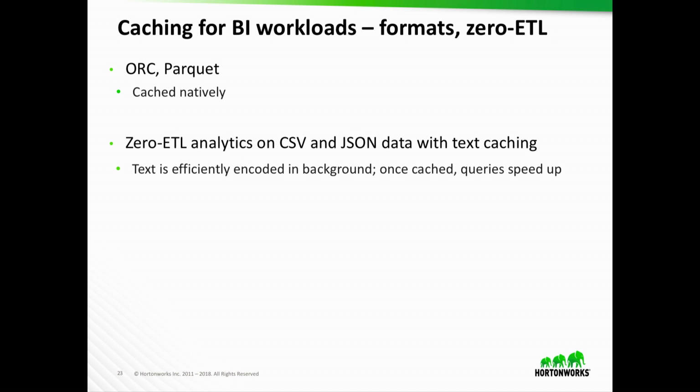ORC and Parquet are columnar formats, so they are cached natively. The new stuff that we have done in the past few months is also to add support for text-based data, like JSON or just plain CSV files. The way it works is that the first time a query comes in, we read it from the disk, serve it from there and do the processing, but at the same time, in the background, we encode it into the columnar format so that for subsequent queries we can use it from the cache.